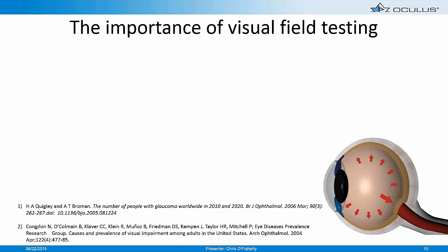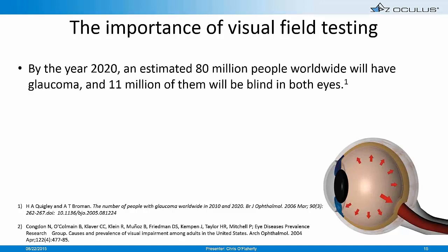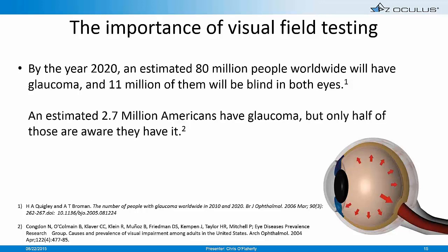So just some statistics here to illustrate the importance of visual field testing. An estimated 80 million people worldwide will have glaucoma in 2020, and 11 million of them will be blind in both eyes. A 2004 study estimated that 2.7 million Americans had glaucoma, and only half of them were aware that they had it.